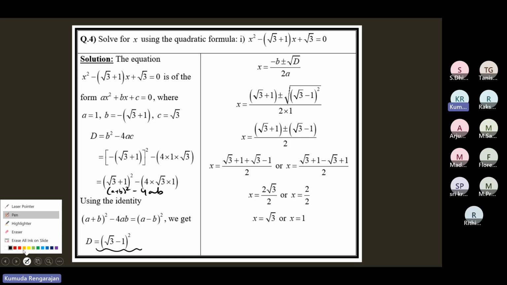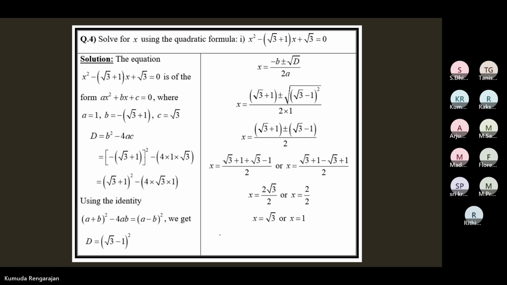See this identity, you should remember, children. A plus b the whole square minus a minus b the whole square is equal to 4ab. You can remember it in this form. Then you can transpose and get the others. So this is of the form a plus b the whole square minus 4ab, so that's a minus b the whole square. So root 3 minus 1 the whole square.